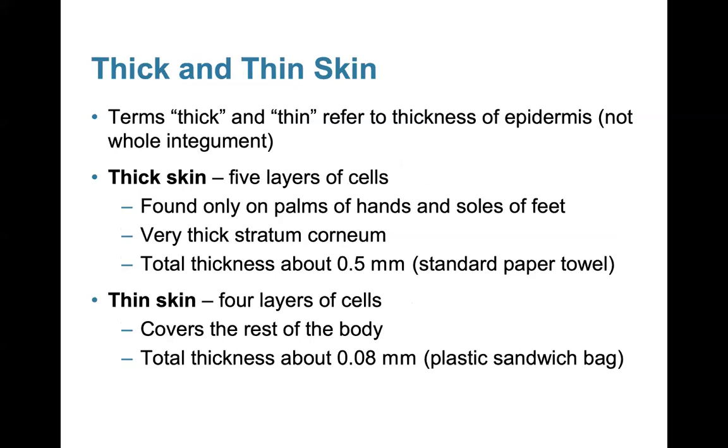We oftentimes have the reference of skin as either being thick skin, as the palms of your hand, or thin skin, as the tops of your hand, or actually the posterior surface of your hand. Thick skin is 5 layers of cells. They're only found on the palms of the hands and soles of the feet. You have a very thick stratum corneum, and the total thickness is about a half a millimeter, or about the size of a standard paper towel. Thin skin is 4 layers of cells, and it covers the rest of the body. The total thickness is about 0.08 millimeters, much, much thinner there.